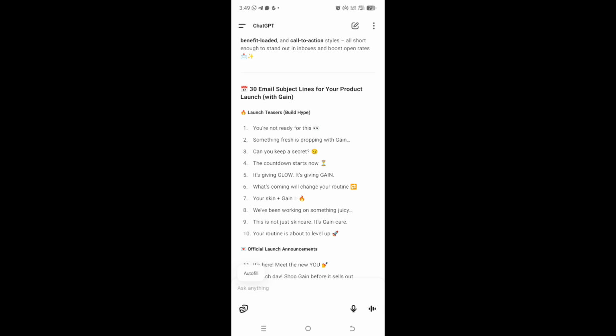Number two is something fresh is dropping with gain. You still have to go and ask it that this is the prompt that you gave me for 30 days. I am on number two. What can I do with something fresh is dropping with gain? Give me ideas on what to do to make people still be thinking and waiting with curiosity of what will happen. ChatGPT will always do that for you. This is how to ask ChatGPT anything that you want.